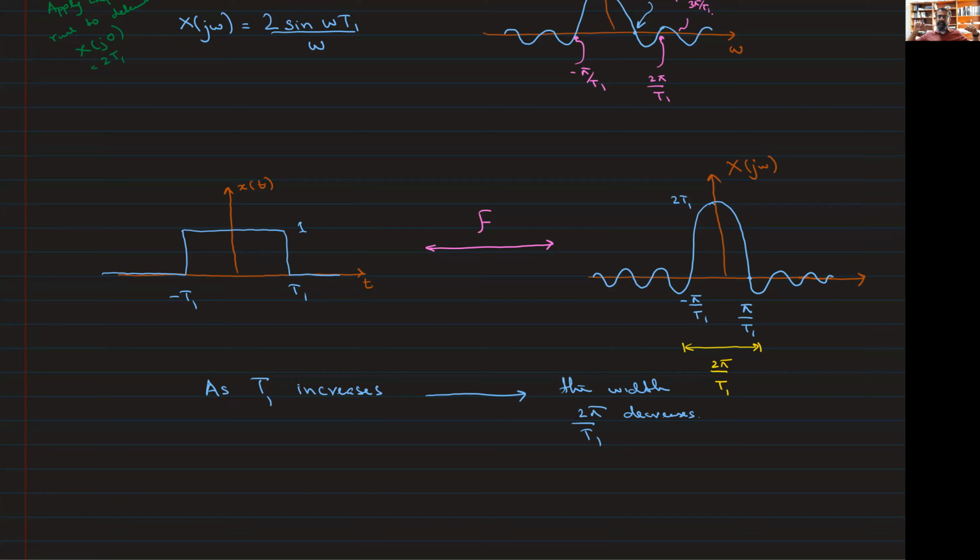Does that make sense or not? And vice versa, what happens as T1 decreases? As T1 decreases, 2 pi by T1 increases, or the width in the frequency domain increases, right?